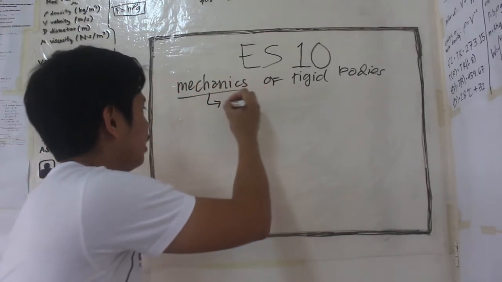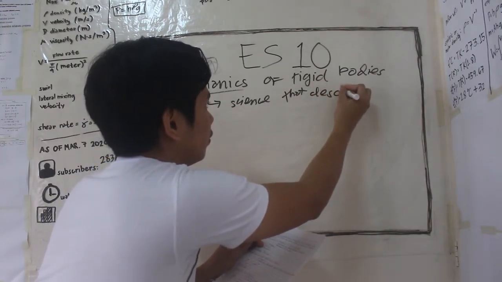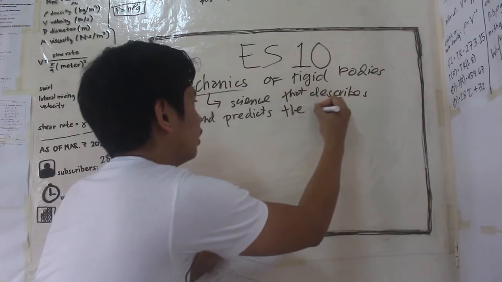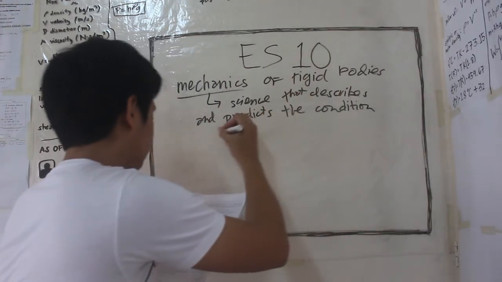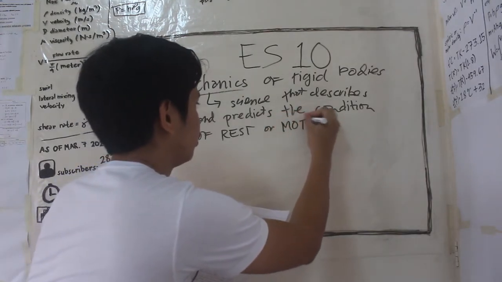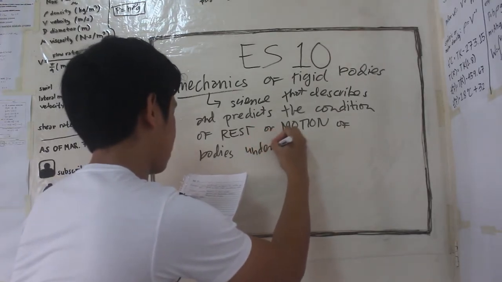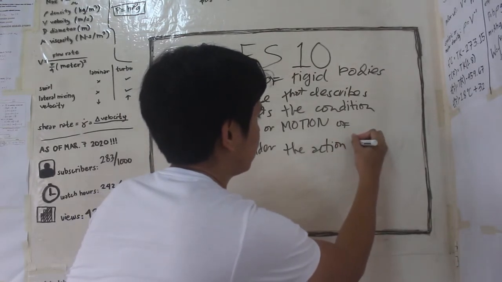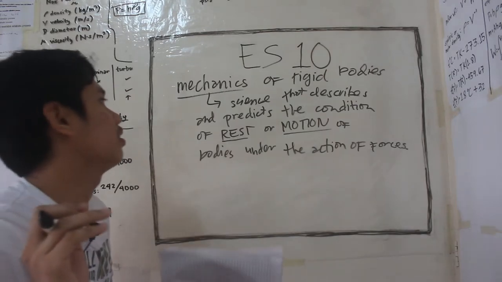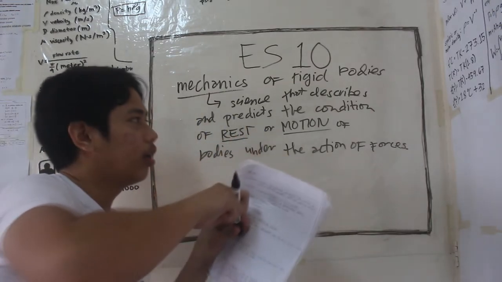So when we talk about mechanics, it is the science that describes and predicts the condition of rest or motion of bodies under the action of forces. Rest and motion are in bold. So, mechanics is a science that describes and predicts the condition of rest or motion of bodies under the action of forces. So, what are forces?